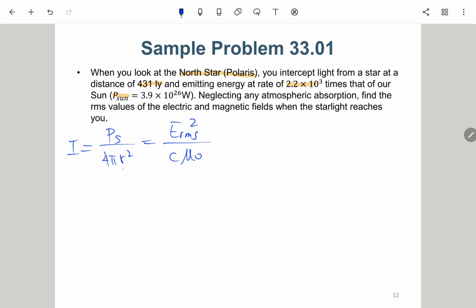So here we need to transfer this out. This is the out. But this is in light year, so we need to transfer it back to the SI unit, so that we can plug it into this formula. So R will be like 431 light year.